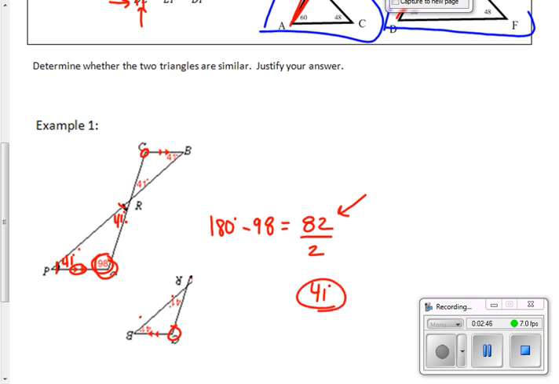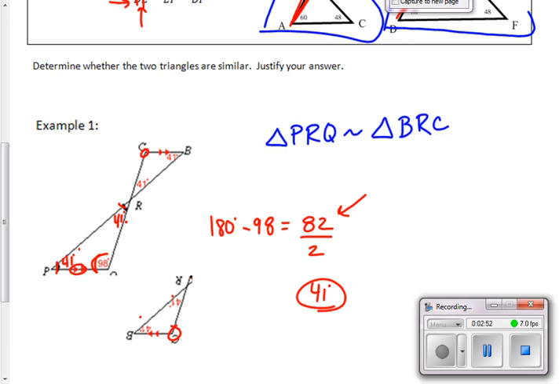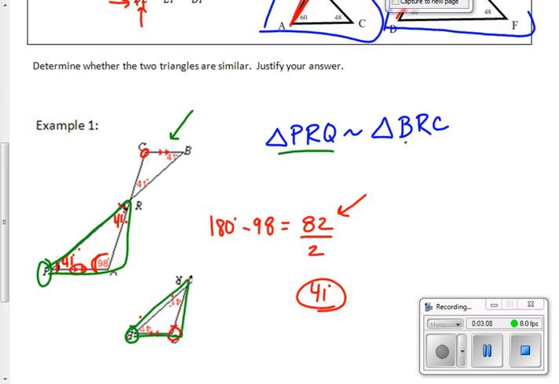So I would state that these two are similar with the notation stating that triangle PRQ is similar to, now remember, flipping this one around, P needs to line up with B, which it does, listed first, BRC.